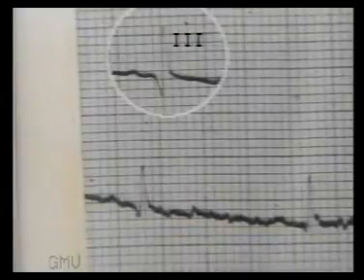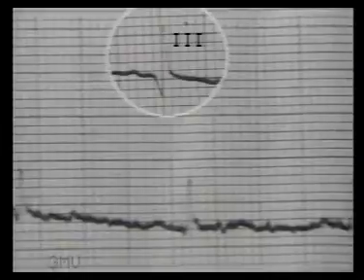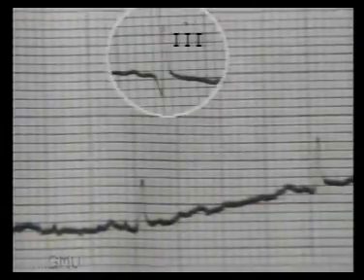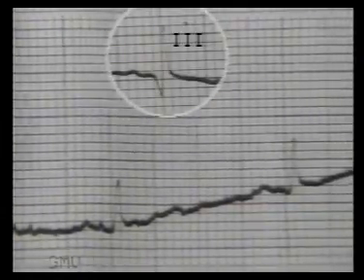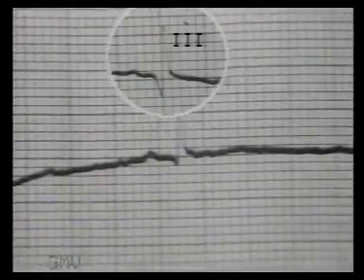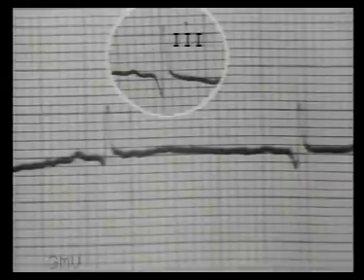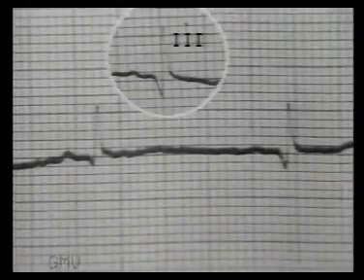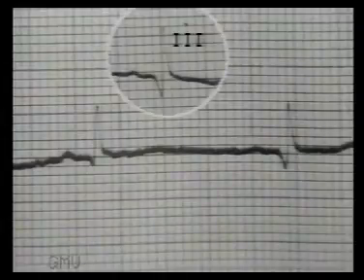disappear. See this continuous tracing. In deep inspiration there is no Q wave, but on expiration the Q wave reappears. This is a normal non-pathological Q wave. So if Q wave is seen only in lead 3, take a tracing in deep inspiration.